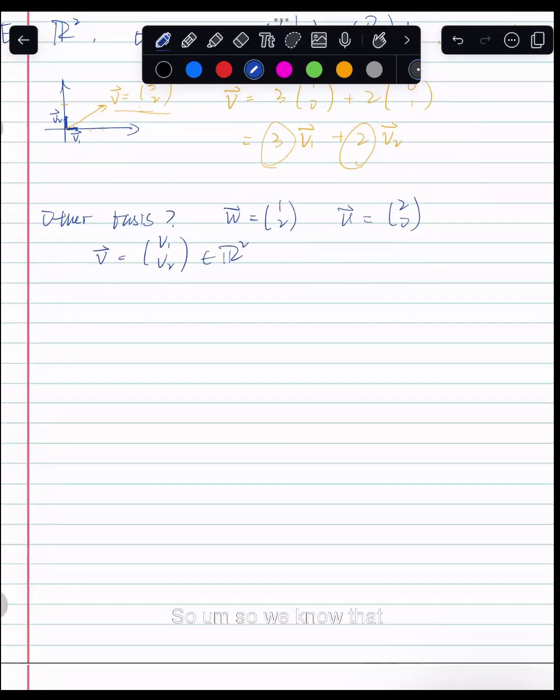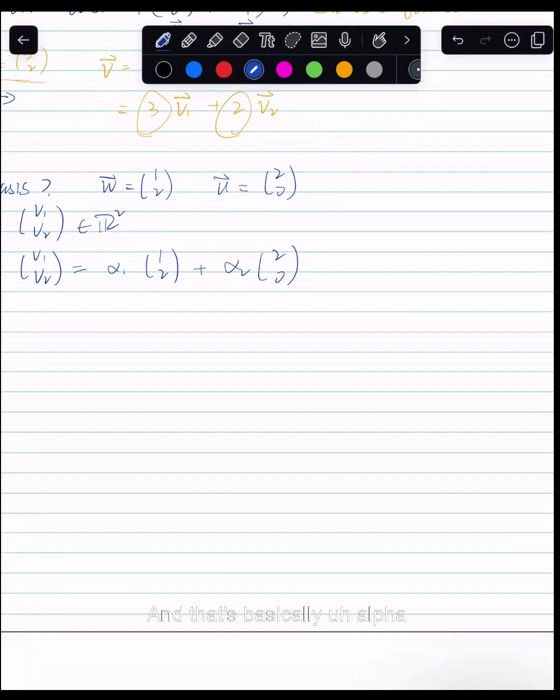So we know that V is V1, V2, and we can write them as alpha 1 times 1 2 plus alpha 2 times 2 0. And that's basically alpha 1 plus 2 alpha 2. I'm just doing the scalar multiplication and then adding them. And then on the bottom is 2 alpha 1 plus 0 alpha 2. So I'll leave it like this.